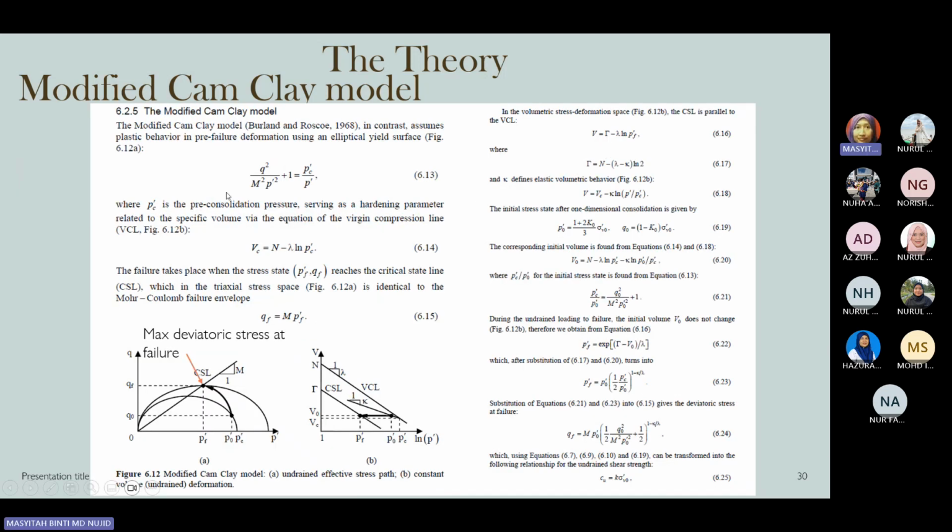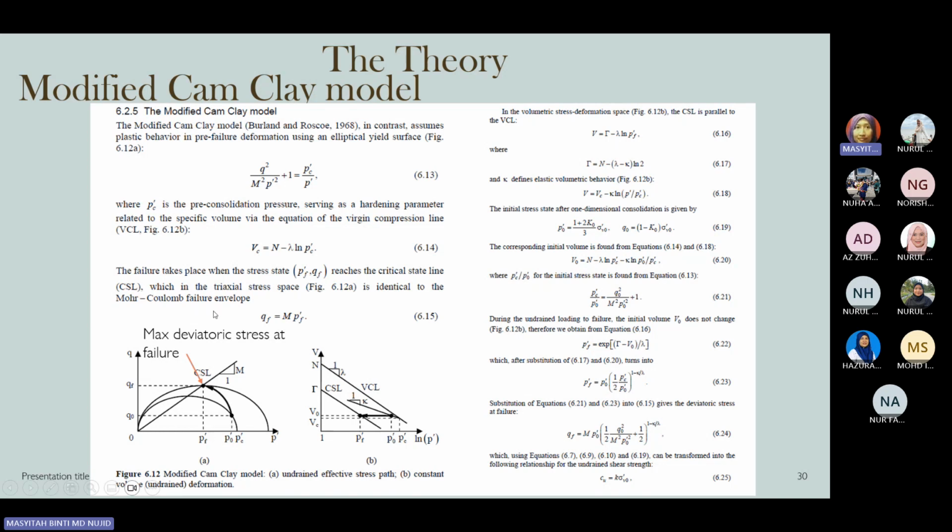If you look at the notes given here, there's some derivation of formulas to explain the Modified Cam-Clay model, which was proposed or introduced by Burland and Roscoe in 1968. It assumes that the plastic behavior is a pre-failure deformation using an elliptical yield surface. You can see it in Figure 6.12 here.